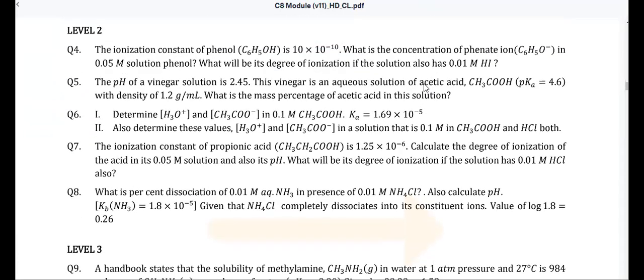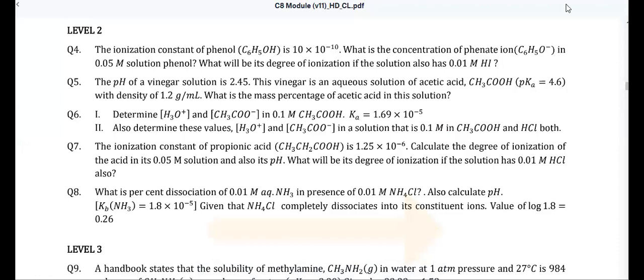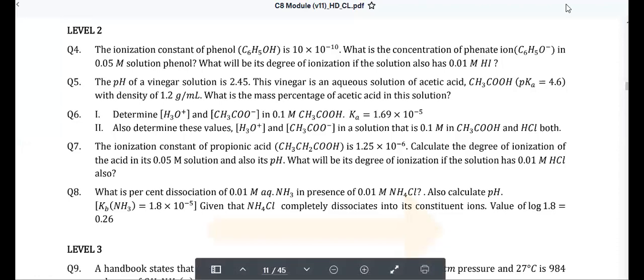Now level 2, questions 4 to 8. Tell me everyone, any doubts? Any specific doubt between 4 to 8? Okay, I'll just explain all the questions because you guys are shy, I guess, or haven't solved the problems.